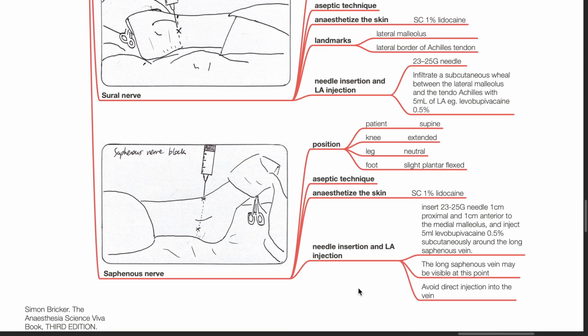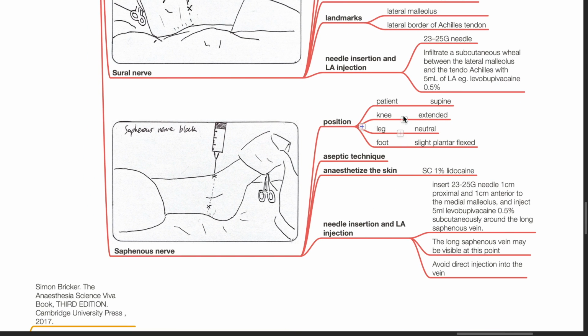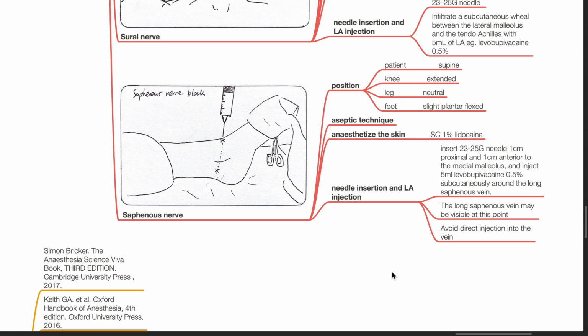Saphenous nerve block. Position the patient supine with the knee extended, leg in neutral position and the foot slightly plantar flexed. Use aseptic technique and anesthetize the skin. Needle insertion and LA injection. Insert a 23 to 25 gauge needle 1 cm proximal and 1 cm anterior to the medial malleolus and inject 5 mL of levobupivacaine 0.5% subcutaneously around the long saphenous vein. The long saphenous vein may be visible at this point. Avoid direct injection into the vein.